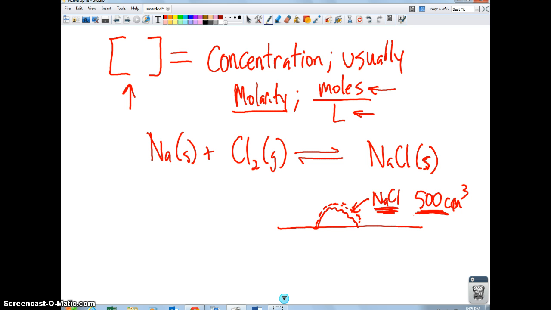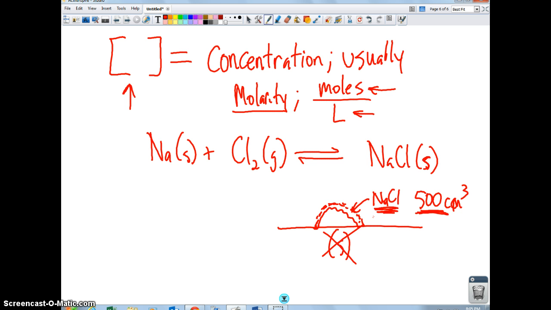Now the volume is going to be larger, and I have more moles. So actually what we end up seeing is when we increase the number of moles and the volume goes up at the same time, at the same rate, we end up with a constant. And so I cannot use solids when I'm doing equilibrium expressions.